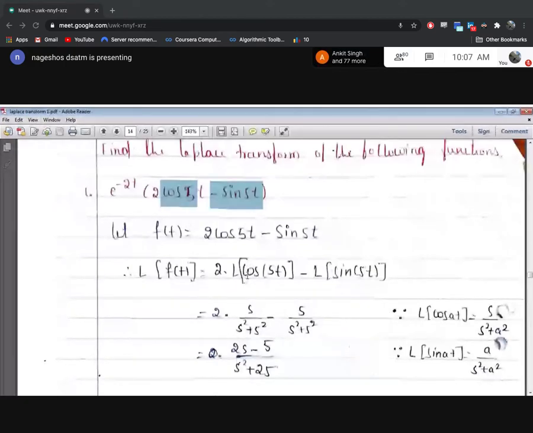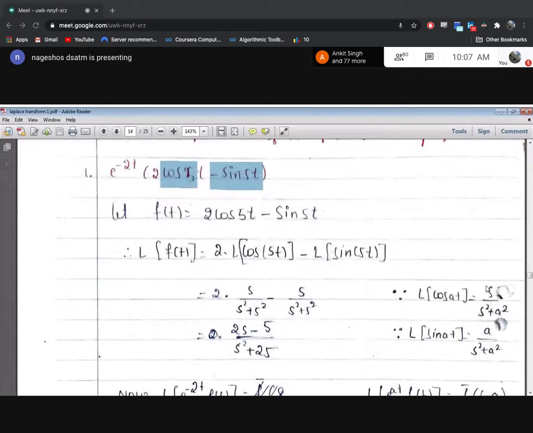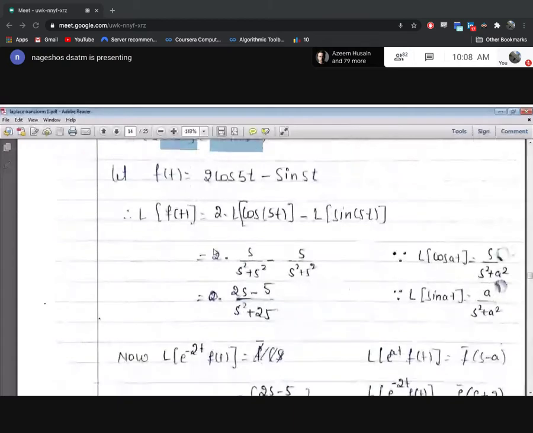So the Laplace transform of cos at, this is the formula: s by s square plus a square. Then the Laplace transform of sin at is a by s square plus a square. Substitute a value is 5 here, s by s square plus 5 square. Then again a value is 5 only, 5 by s square plus 5 square. If you write this with the same denominator, s square plus 25 will be the LCM, so 2s minus 5.